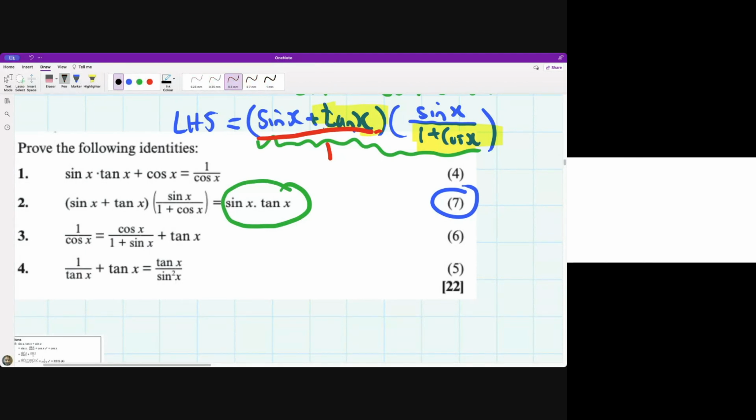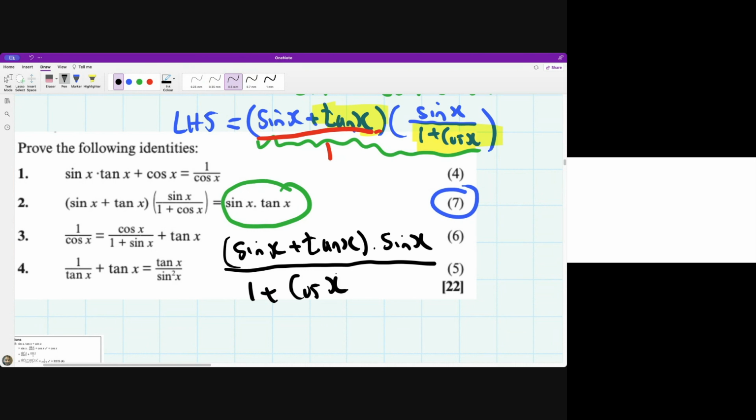So what I'm going to do is try and bring these things together, because essentially that's what I've got over here. So I'm going to say sine x plus tan x in brackets times sine x all over 1 plus cos x, because I've multiplied the top and the bottom together. Give me a thumbs up if you're with me so far.